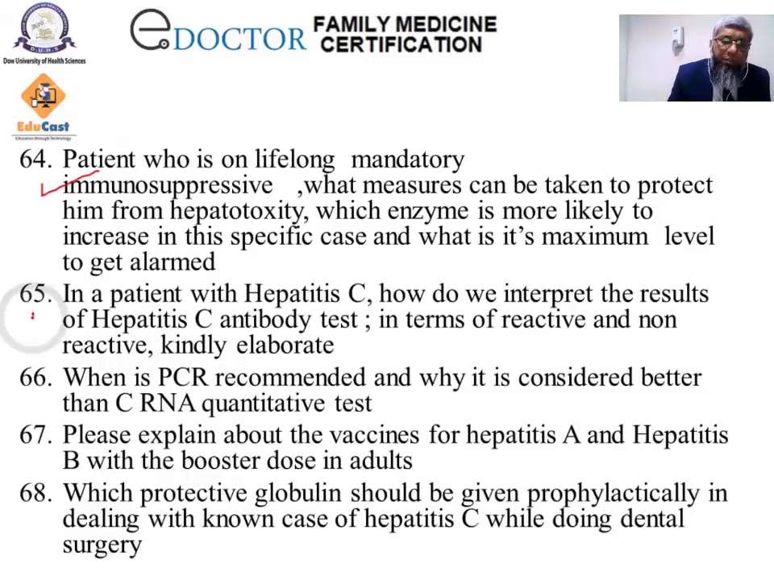Question number 65. In a patient with hepatitis C, how do we interpret the result of the hepatitis C antibody test in terms of reactive and non-reactive? Kindly elaborate. The hepatitis C antibody test is the first test to be done for screening of hepatitis C. If this is positive, this suggests that the patient was exposed to hepatitis C. This may be a current infection or a treated infection, where after treatment you get PCR negative, but your hepatitis C antibody is still going to be positive lifelong.